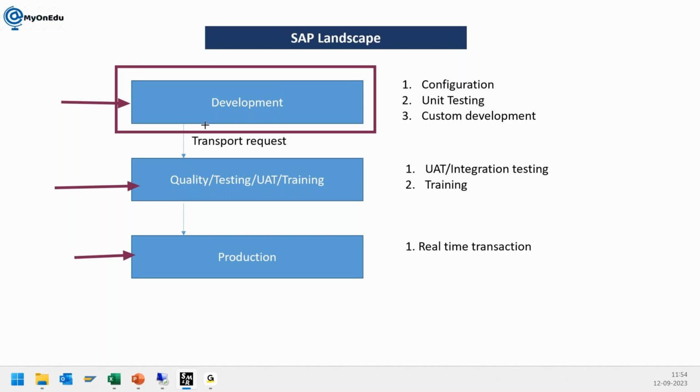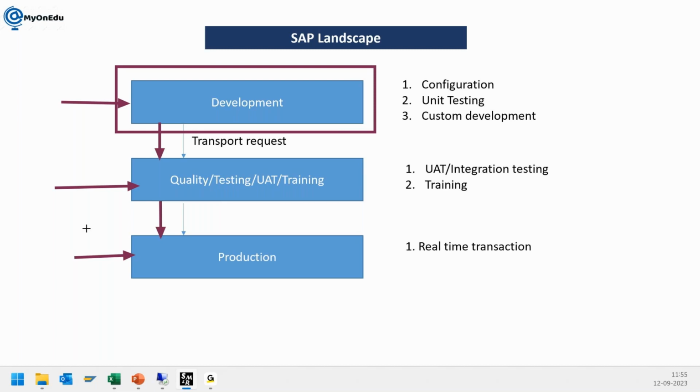Then we move all our changes to the other systems. First we move to the quality system, as you can see in the link, and then it moves to the production system. Why do we move to the quality system? So we can ask the business users to test whether it is working as per their expectation, or we can do other testing like SIT and regression testing in that client. Once we are satisfied and the client says yes, it is working fine, then we move our changes to the production system.